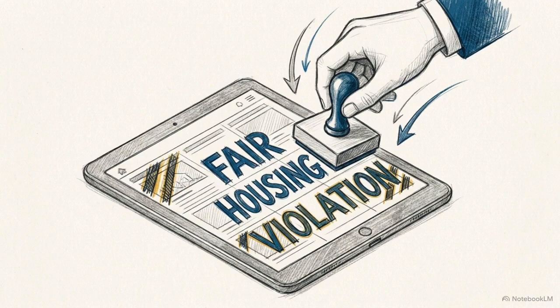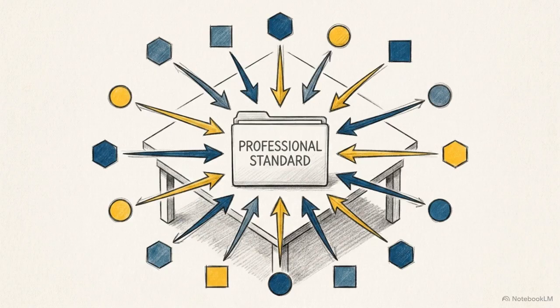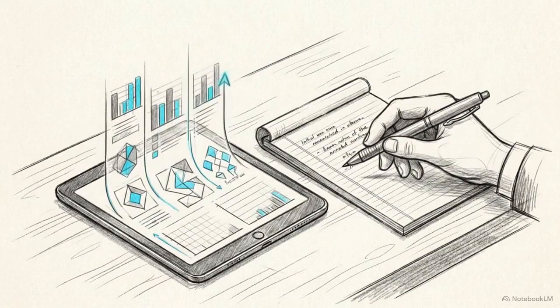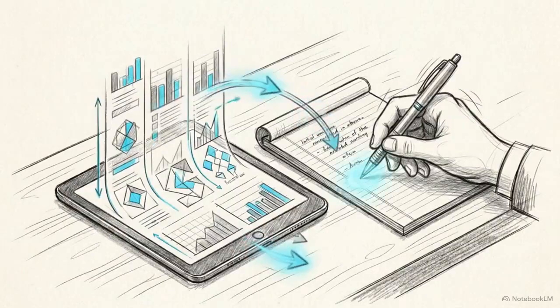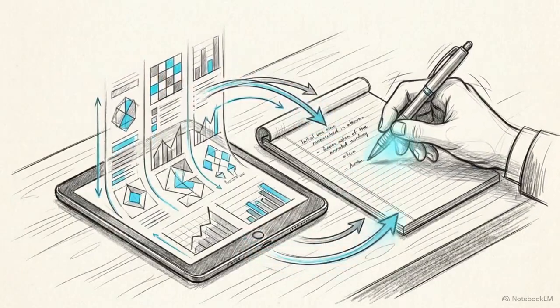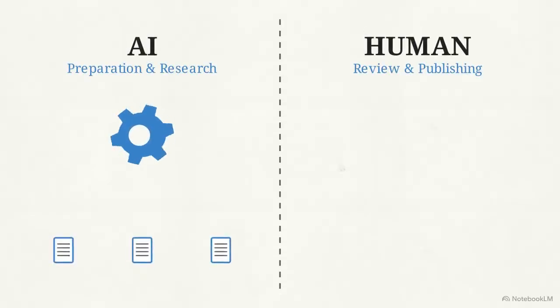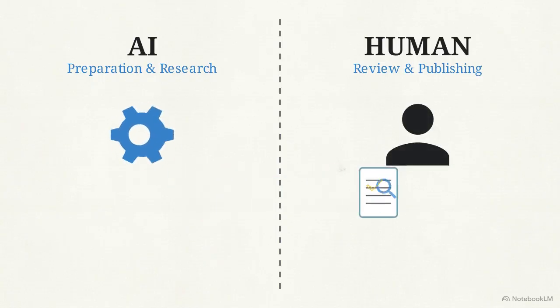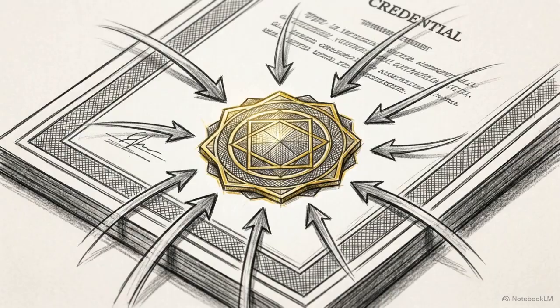To adopt AI safely, licensed professionals must use the correct mental model. Treat the AI strictly as a highly capable research associate. It is not a digital replacement for the agent. Maintain a strict division of labor. The AI is for preparation and research. The human is for final review and publishing. You hold the real estate license, and you bear ultimate legal responsibility for every output used.